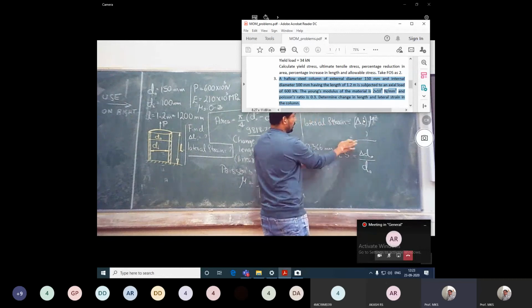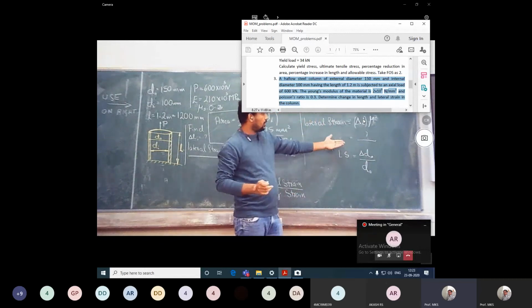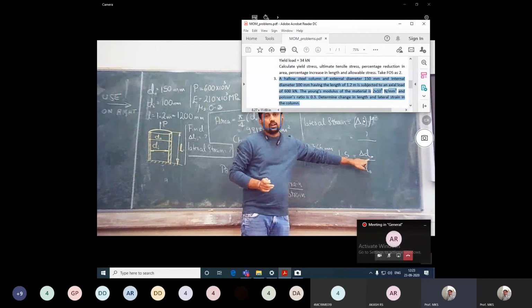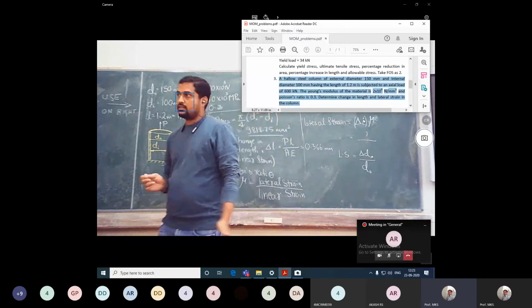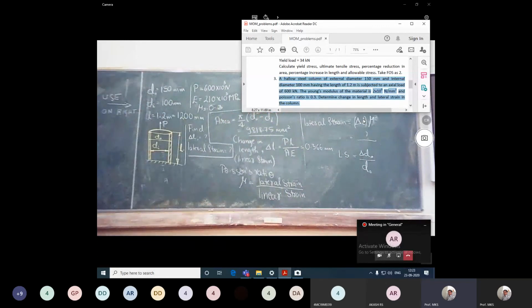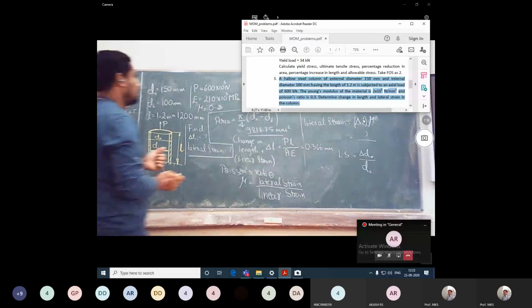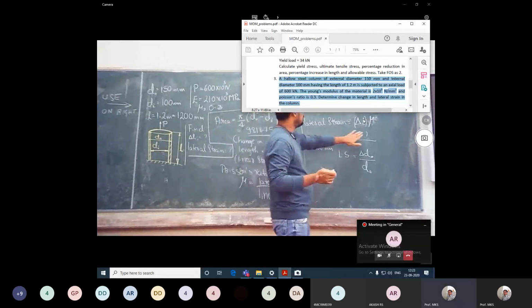Here the lateral strain value you will get. In some problems, they may ask you to find delta D naught, the change or reduction in diameter, which can be found after finding the lateral strain. In this problem, it is not asked. If at all it is asked, you can calculate that also. So what is the lateral strain? How much?